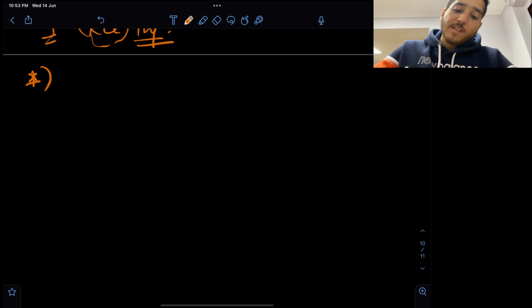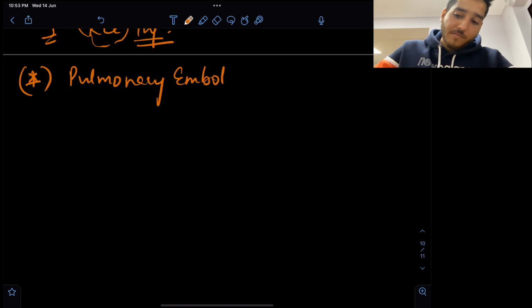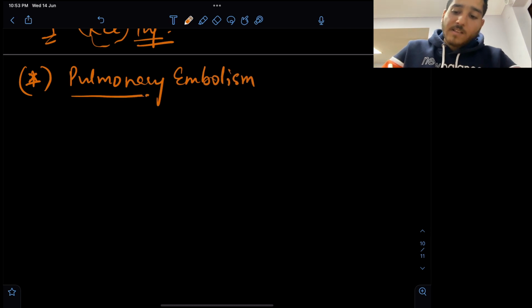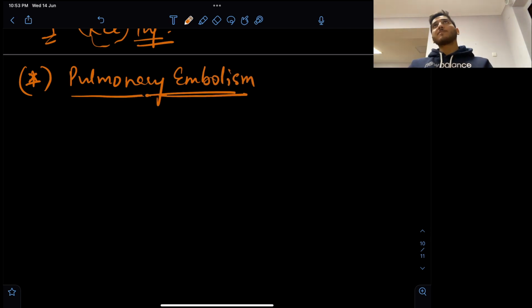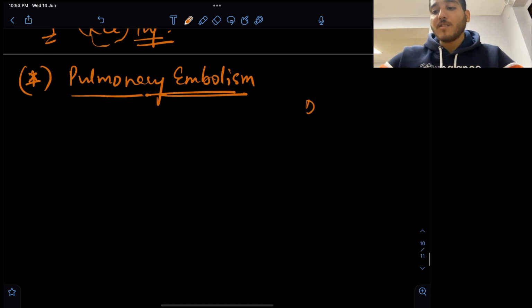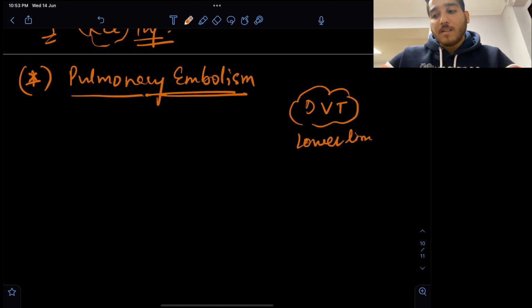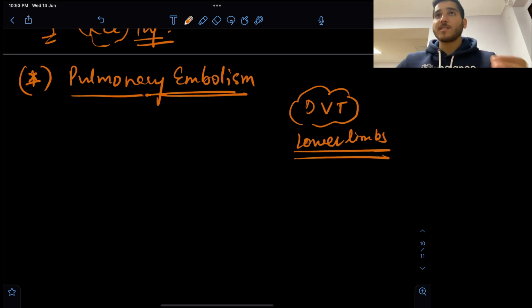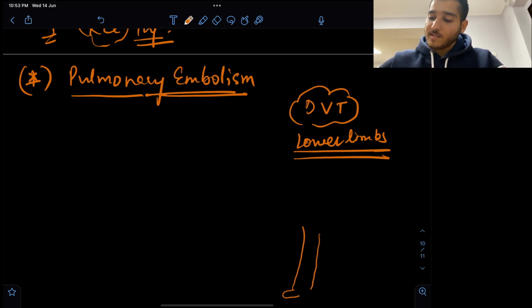Before moving to MI, I'll cover pulmonary embolism also. I'll quickly explain what pulmonary embolism is. Let's say there's a patient with deep venous thrombosis. In the lower limbs, there is some thrombus formation in the deep veins.